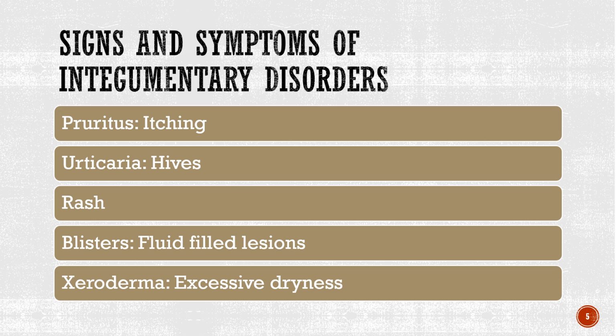Signs and symptoms of integumentary disorders include pruritus, which is a common symptom of dermatologic disease affecting up to 50% of those with generalized itching, and can lead to skin damage, increasing inflammation, infection, and scarring if scratched. It is associated with systemic diseases such as diabetes mellitus, drug hypersensitivity, and hyperthyroidism.